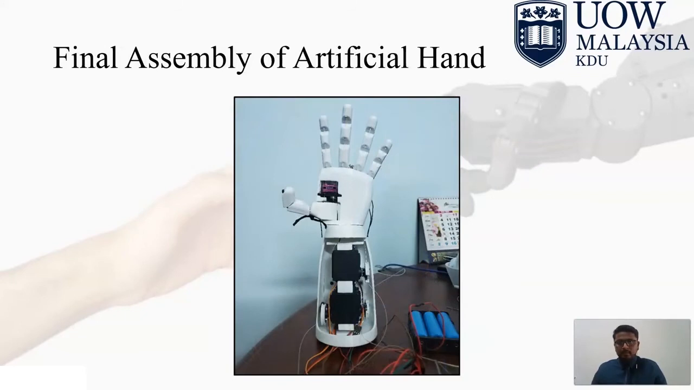Here is the final assembly of the artificial hand, where there are 3 motors which will control the index, the middle finger, as well as the ring and pinky finger respectively. The 4th servo motor, which is in the palm, will be controlling the thumb independently.